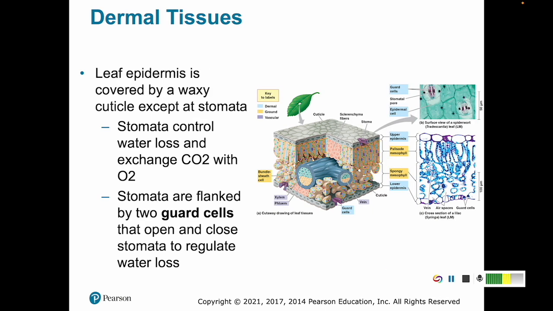The leaf epidermis is covered by a waxy cuticle, except at the stomata, which are not covered by any wax. That way they can open up to exchange carbon dioxide and oxygen. Stomata will be flanked by guard cells. These are cells that will open and close the stomata to regulate how much water is lost through that opening.